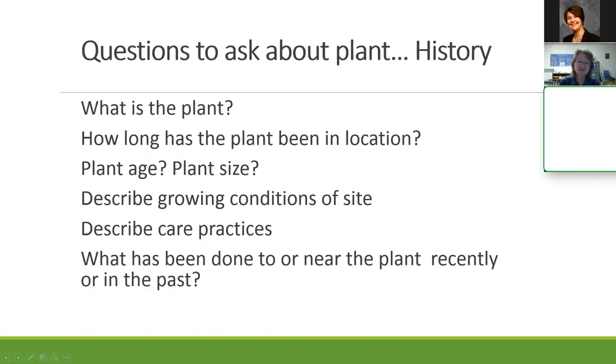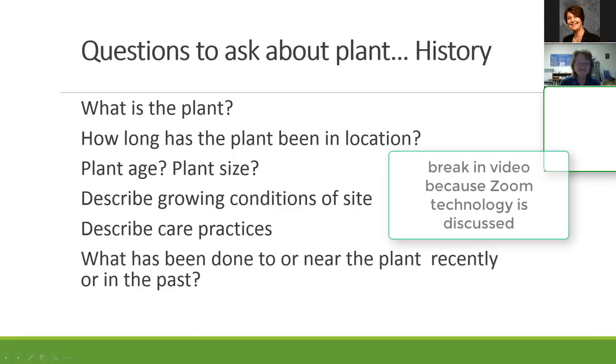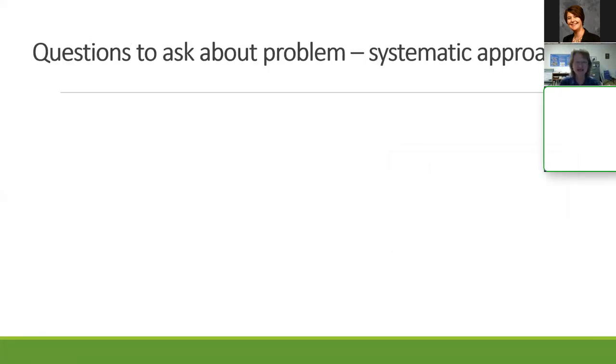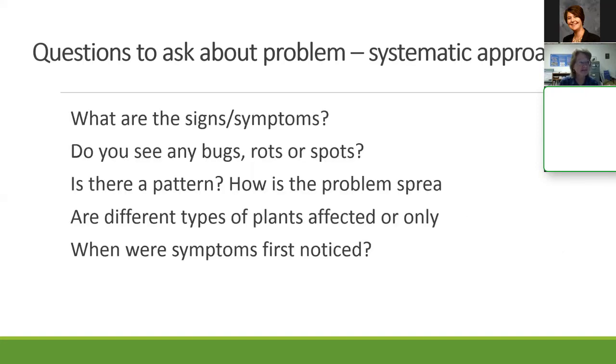And then I'll remember, have you done anything near to the plant? Have you dug an underground line? Have you put in a new foundation around your home? Something like that. What else? The question, kind of the systematic approach that's recommended in this Diagnosing Plant Problems from Virginia.